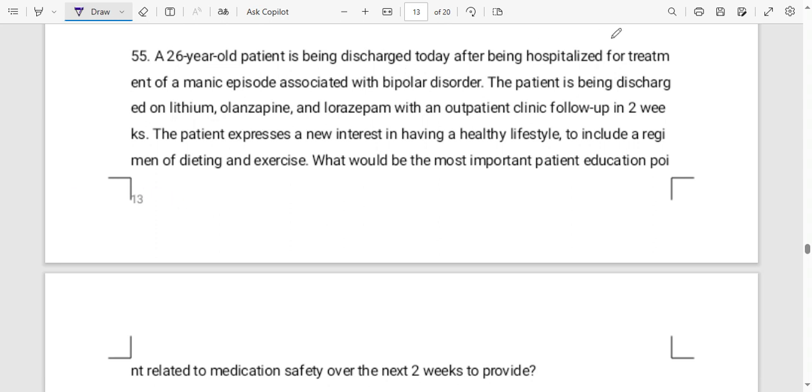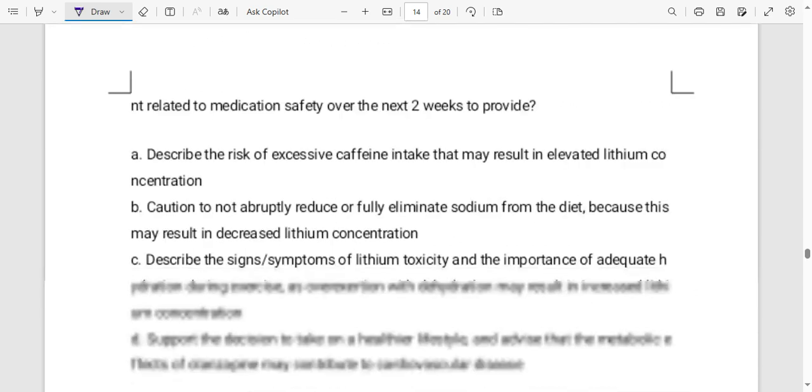Remember, this patient has got bipolar. Actually, specifically, you want to be treating the manic phase of the bipolar. You are discharging them on lithium and these others, specifically lithium, it can go into toxicity. And they want to have a healthy lifestyle, like dieting and exercising. So I want to give them advice.